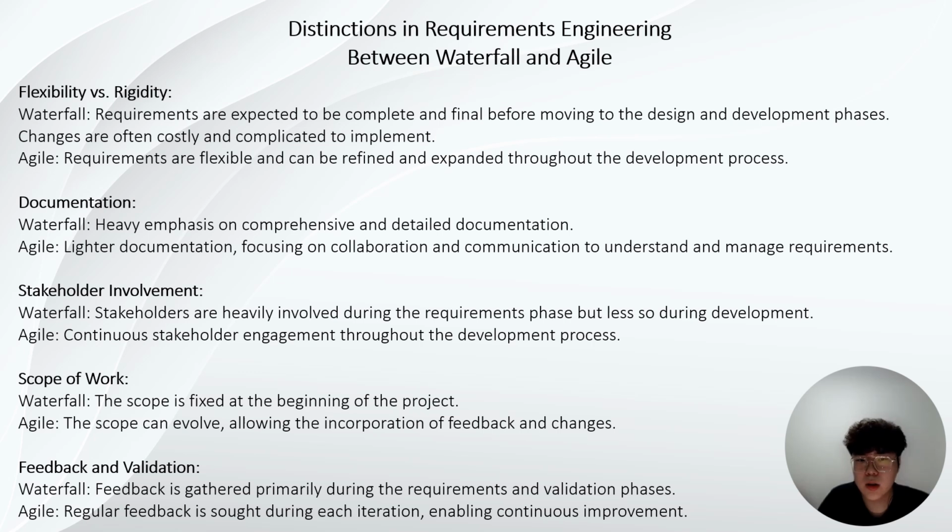Scope of work. Waterfall, the scope is fixed at the beginning of the project. In agile, the scope can evolve, allowing the incorporation of feedback and changes. Feedback and validation. In waterfall, feedback is gathered primarily during the requirements and validation phases. In agile, regular feedback is sought during each iteration, enabling continuous improvement.